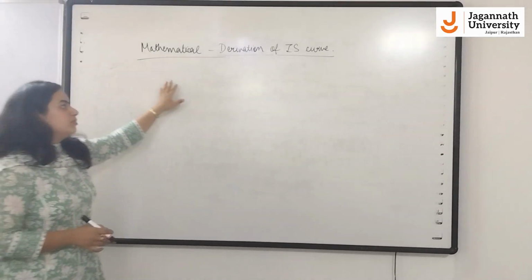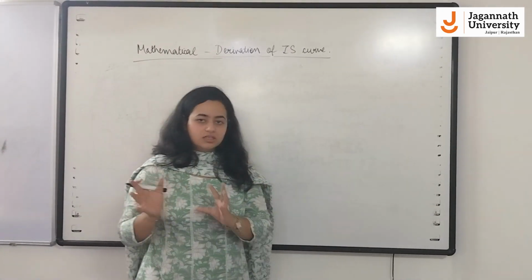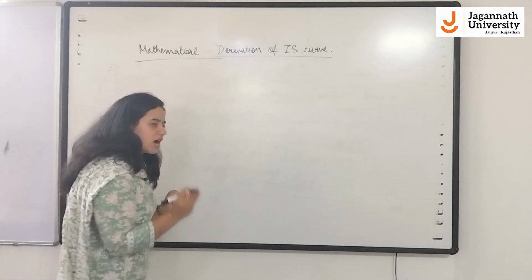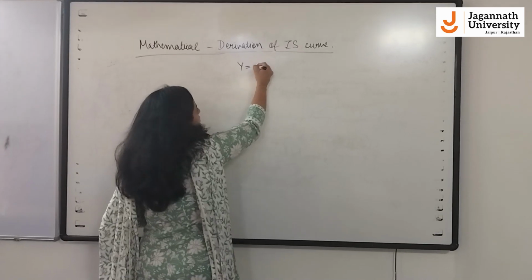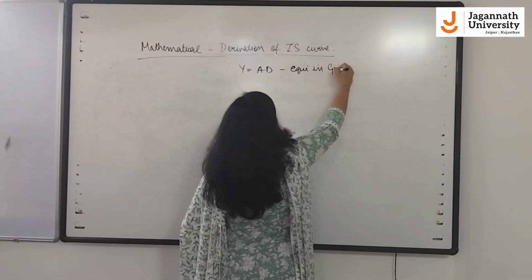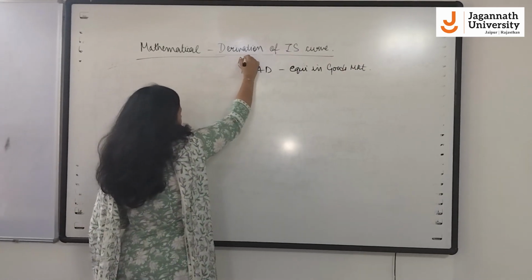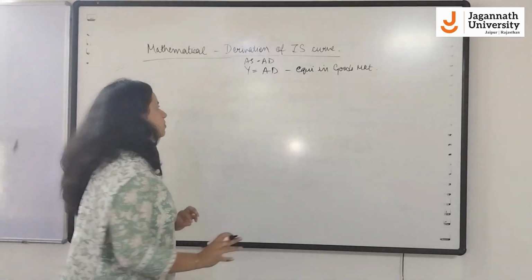Now let us mathematically derive the IS curve. We know that the IS curve is showing the equilibrium in the goods market. Now what is the starting point of the equilibrium in the goods market? It is Y is equal to AD. This is our equilibrium in the goods market. Now what is Y? It is AS. So AS is equal to AD, or Y is equal to AD, is the equilibrium in the goods market.